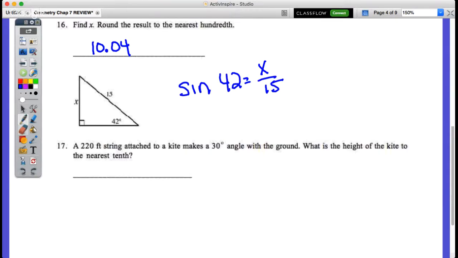Wait, what do you mean by find X? The little drawing right there, sweetie. Oh, for this one. Yeah. I don't understand the problem. Got it? So.